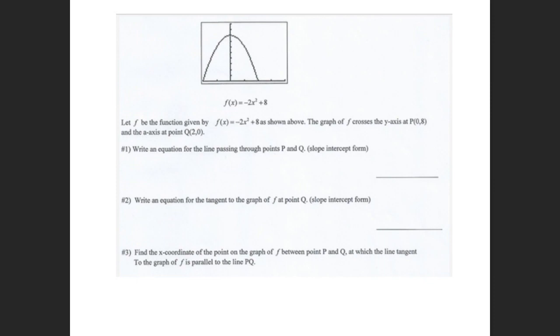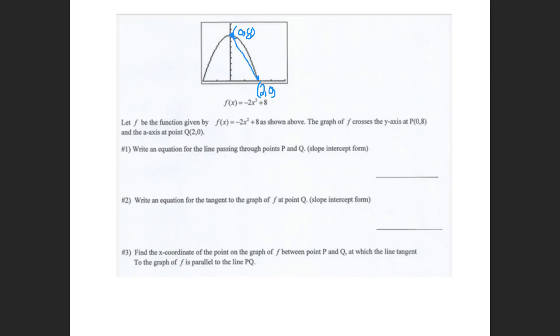The graph of f crosses the y-axis at 0, 8. So way up here, let me turn my marker on here, way up here is 0, 8. And the x-axis at 2, 0. So this point is 2, 0. So they gave me all that information. Awesome, thank you. It says write an equation for the line passing through the points P and Q. Okay, so they want me to write an equation for this line.